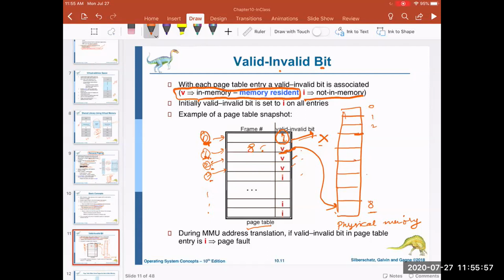For simplification, we are just considering right now, for example, that I means page 0 is not in the physical memory yet. So what we need to do is bring it into some location and then make this V. We are going to discuss that too. The valid and invalid bit is used to distinguish between the frames actually available in the physical memory: V is memory resident, I is non-resident.